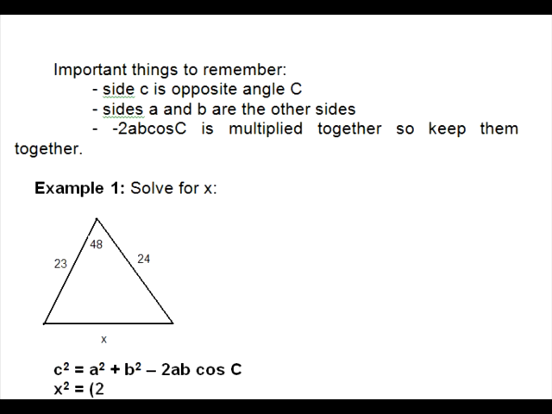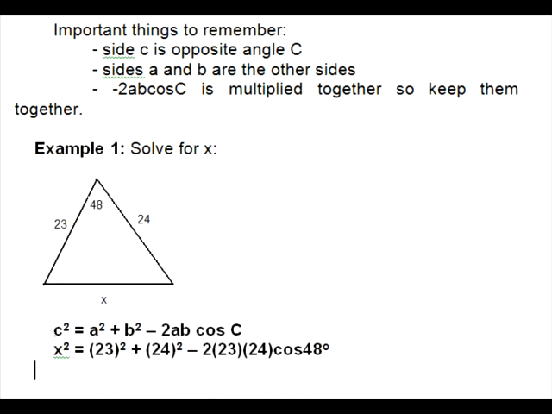x squared equals 23 squared plus 24 squared minus 2 times 23 times 24 cosine of 48. That should technically be degrees. So what I'd like the teacher to do is to hit pause in the video, and for Liam or anyone else that feels good about cosine law to answer a question about where that came from.